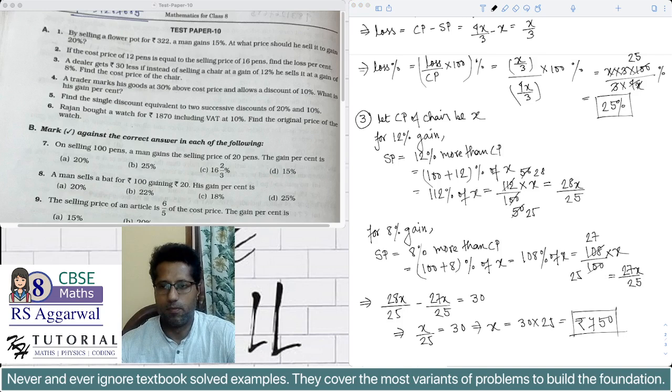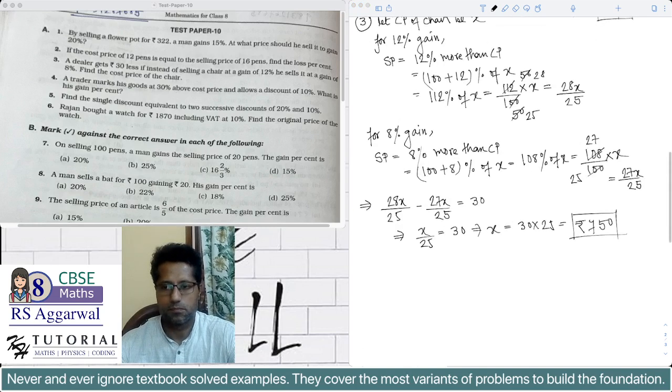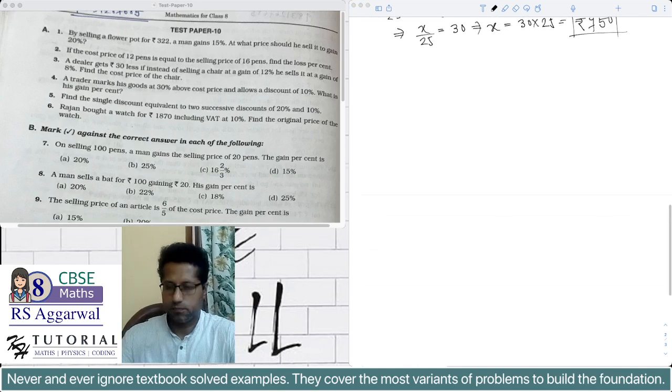Okay, let's do problem number 4. A trader marks his goods at 30% above cost price and allows a discount of 10%. What is his gain percent?